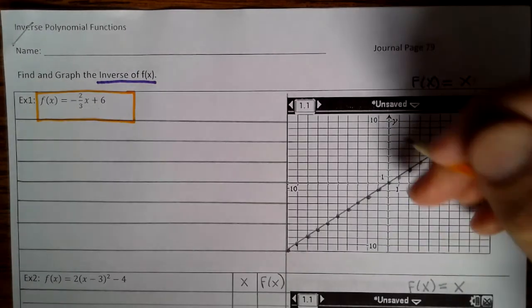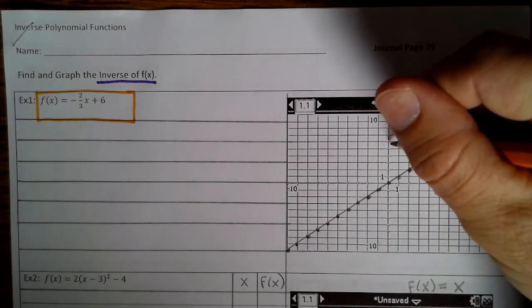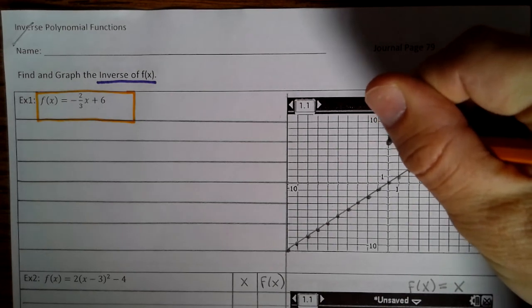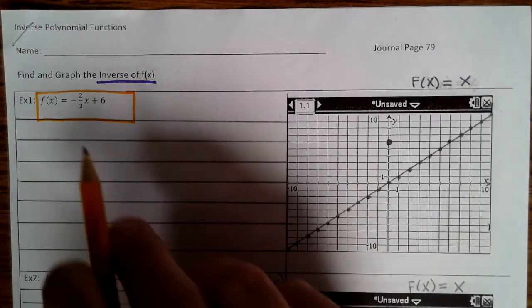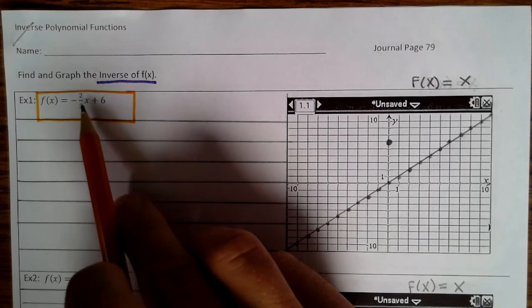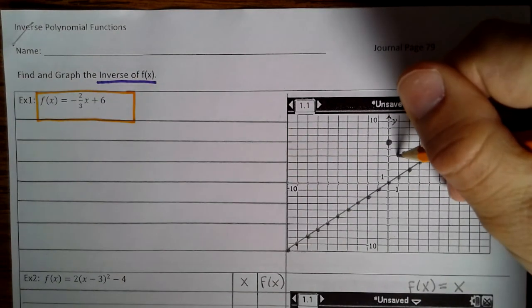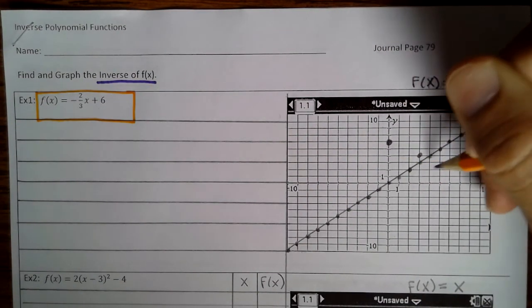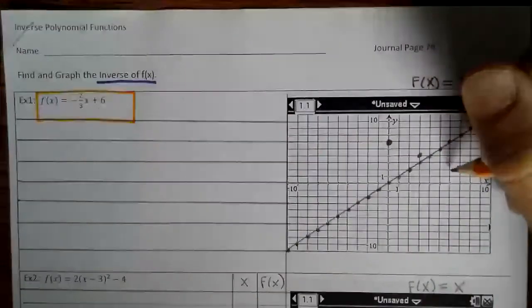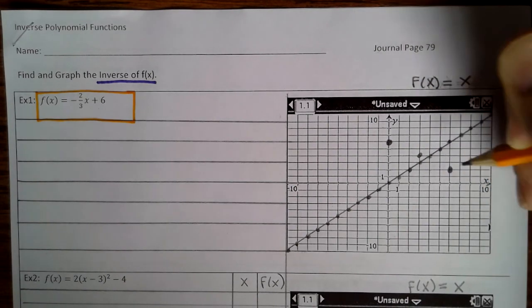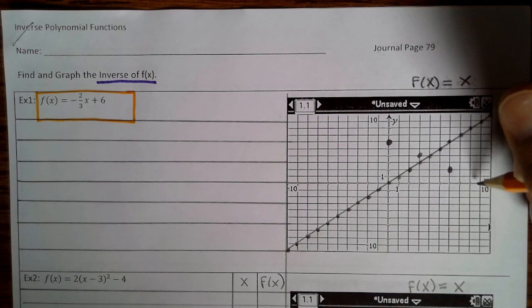So we start at 1, 2, 3, 4, 5, 6. So we start at 6. Okay, and then our slope tells us that we're going down 2 to the right 3. So we go down 2 to the right 1, 2, 3. Down 2 to the right 1, 2, 3.